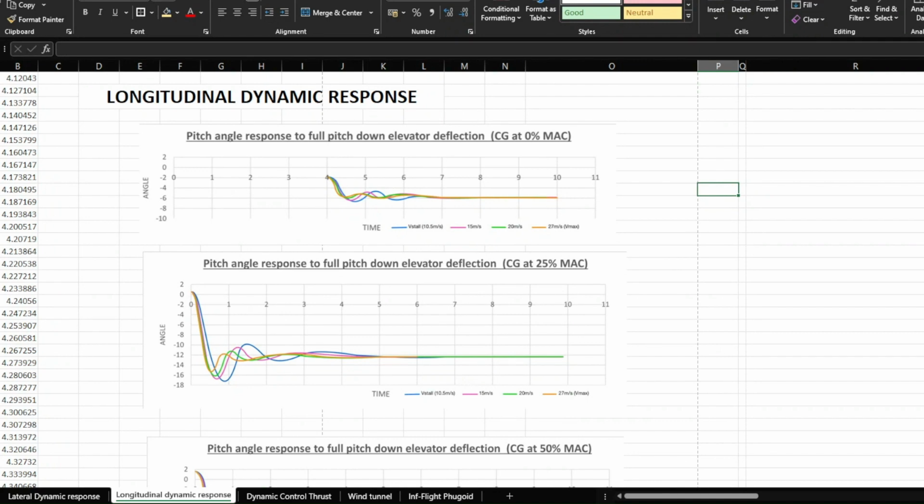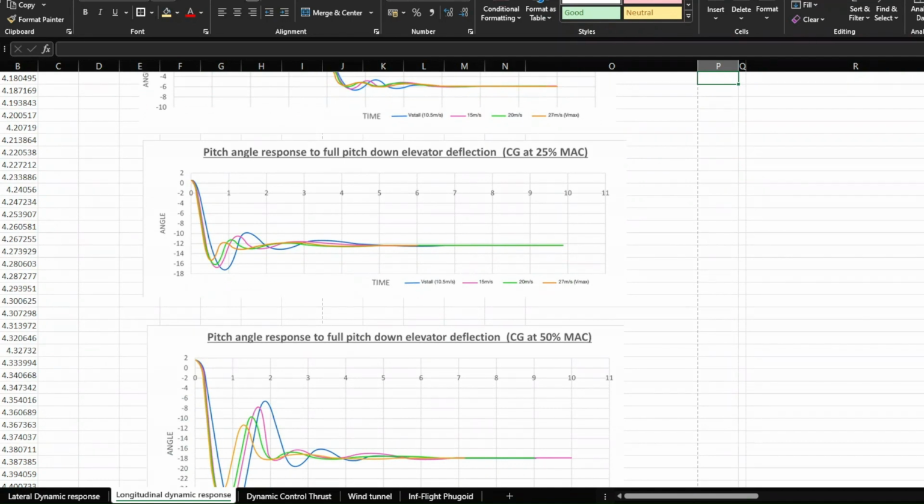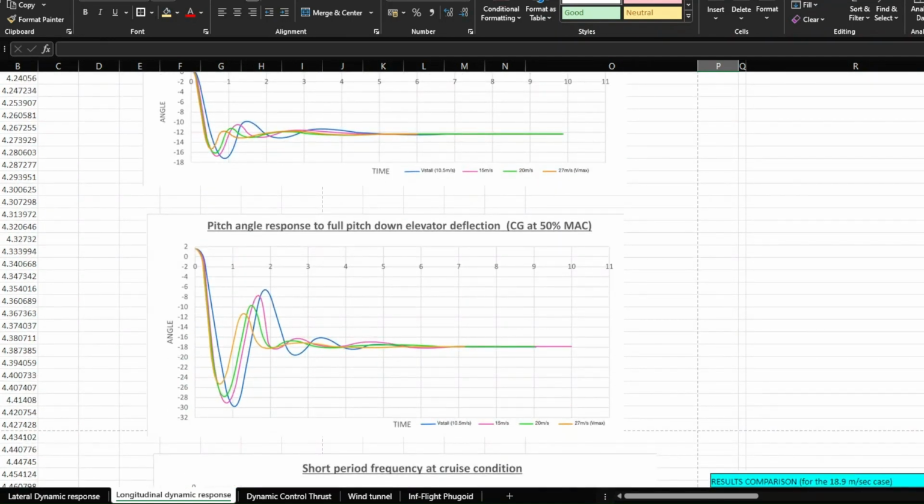As the mean aerodynamic chord percentage increases, the short period response becomes larger. At 0% mean aerodynamic chord, the elevator input varies by only about 5 degrees. For 25% of the mean aerodynamic chord, this is almost 18 degrees, and over 30 degrees for 50% of the mean aerodynamic chord at stall speed.